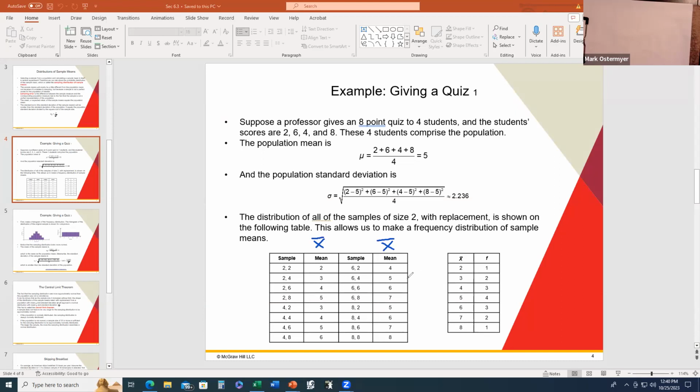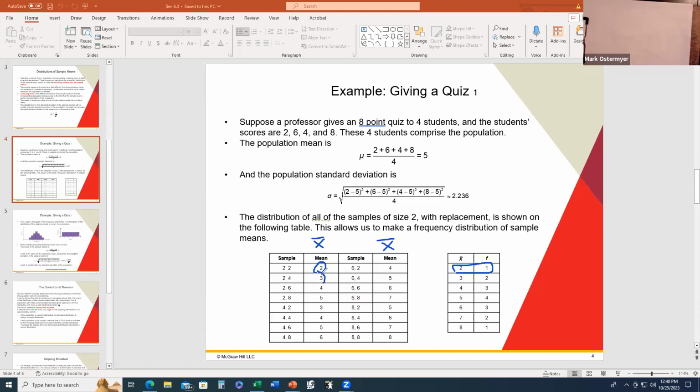All right. And what we can then do, ladies and gentlemen, is we can build a distribution as to the occurrence of these sample means and the number of times they occur. In other words, a sample mean of 2 occurs only one time, right here. So out of these 16 sample means, the sample mean of 2 occurs one time. That's what this is saying right here. The sample mean of 3 occurs 2 times.